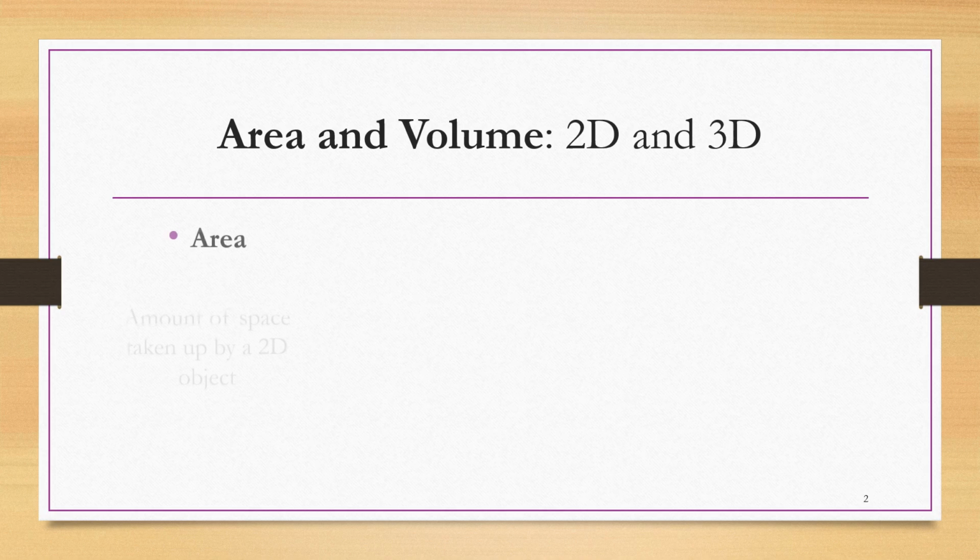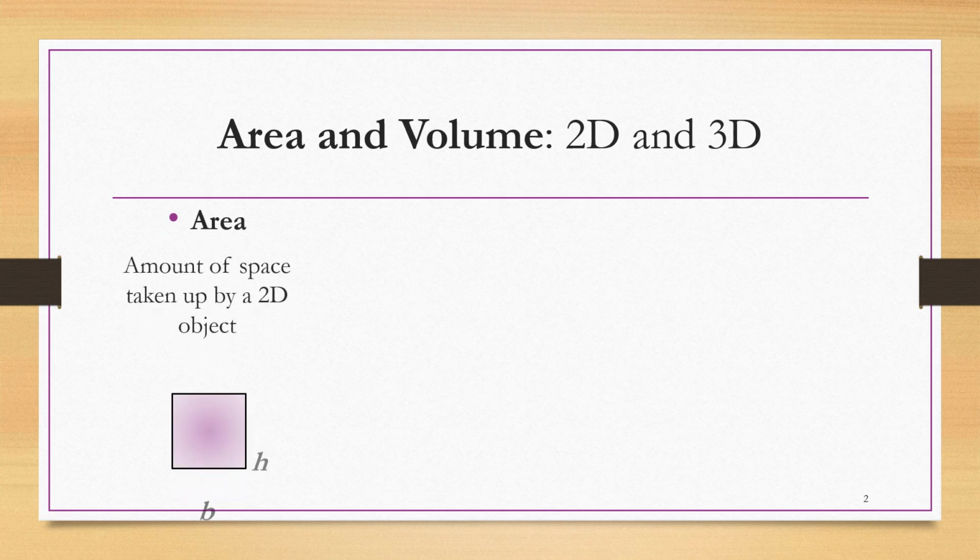The area is the amount of space taken up by a 2D object. Take a square, for example, with base b and height h. The area of the square would be base times height.